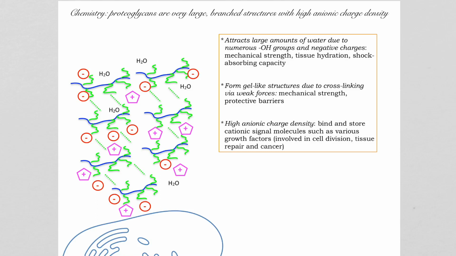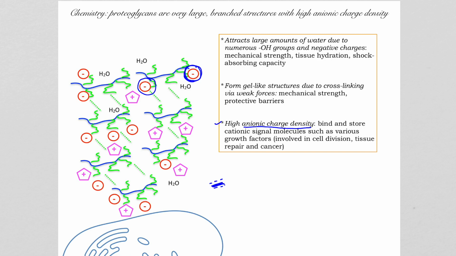The third chemical feature of these proteoglycans is what we talked about earlier. The carboxyls and the sulfates give these carbohydrates, these GAGs, a very high anionic charge density. That means that in a small part of them they have a lot of negative charges. Okay, high ionic charge density.